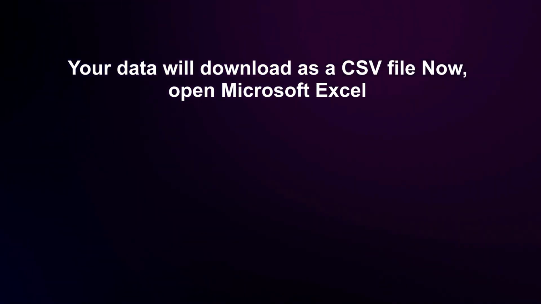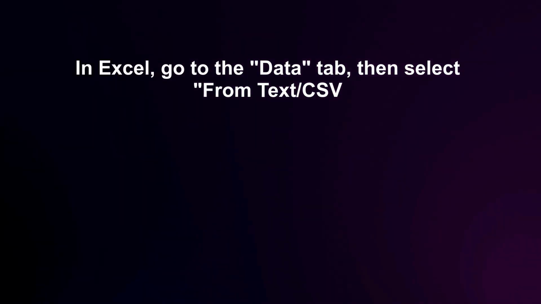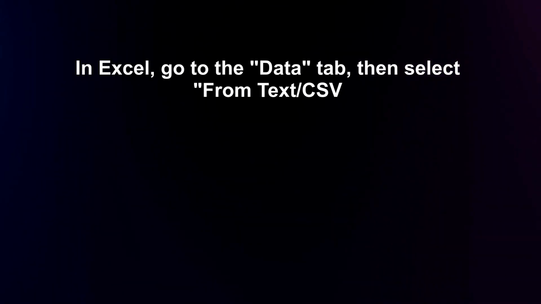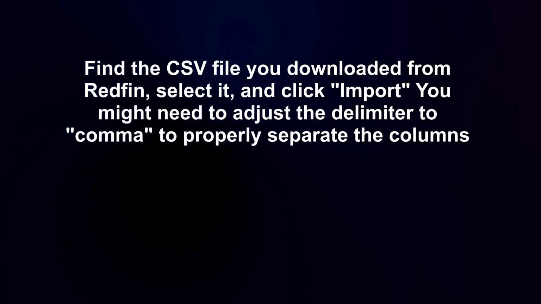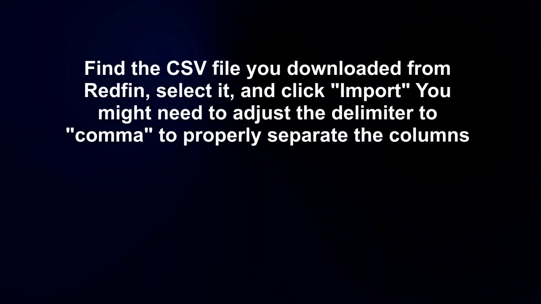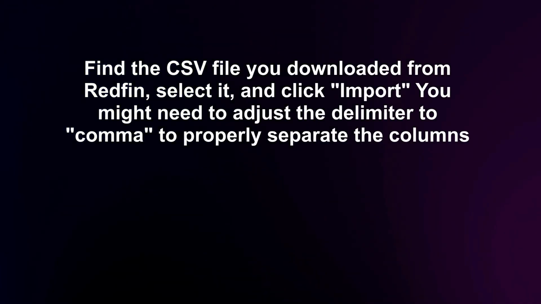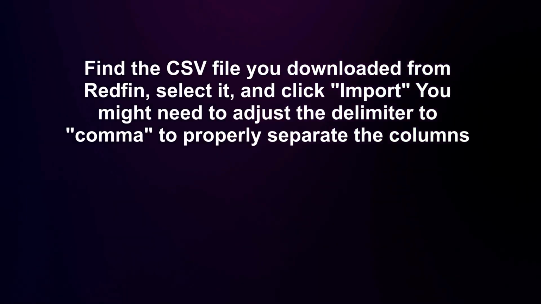Open Microsoft Excel. In Excel, go to the Data tab, then select From Text/CSV. Find the CSV file you downloaded from Redfin, select it, and click Import. You might need to adjust the delimiter to comma to properly separate the columns.